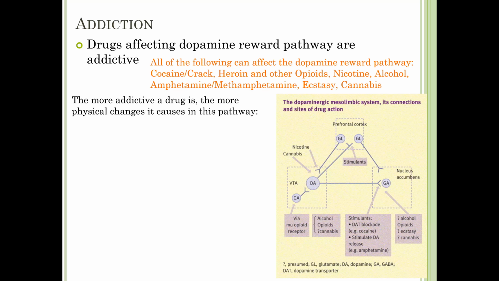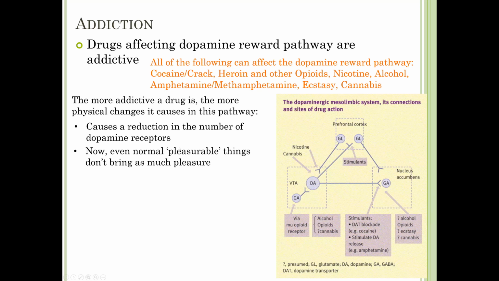So the more addictive a drug is, the more physical changes it causes along this pathway. The most addictive drugs actually cause a reduction in the number of dopamine receptors. Remember, neurotransmitters do their job by binding to receptors. So if you reduce the number of receptors, then the neurotransmitter release is not going to cause as big of an effect as it did. With a lot of these drugs, particularly methamphetamines, heroin and opioids, and cocaine and crack, they actually cause a reduction in the number of dopamine receptors.